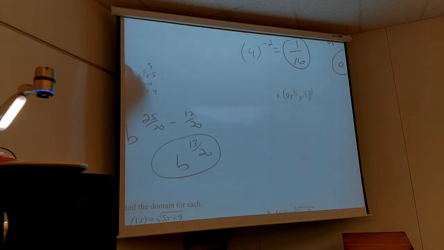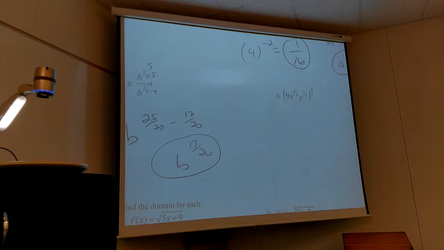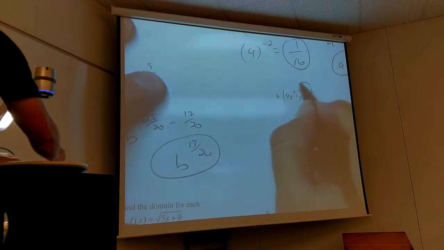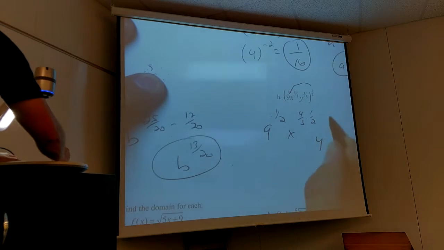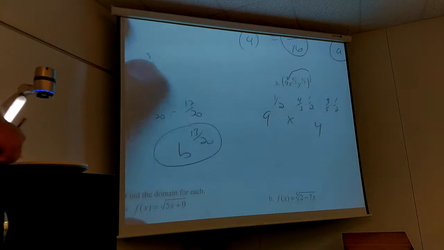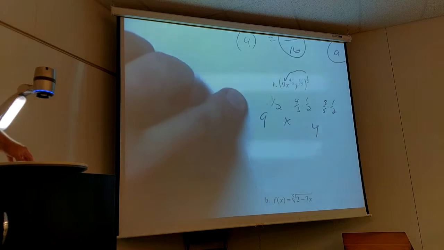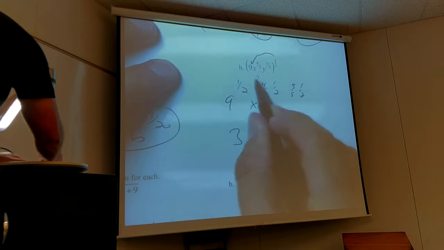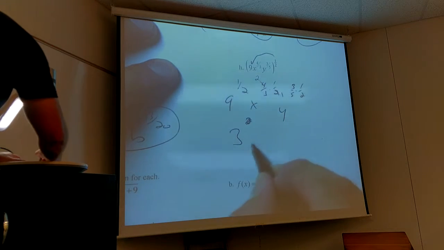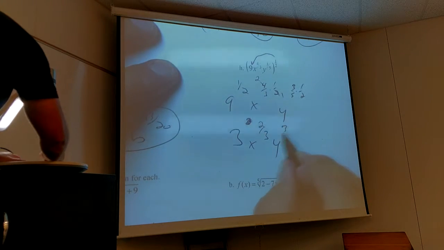Part H we had a lot of fun with, but again, it's just remember your rules of exponents. When I have something to a power raised to a power, I multiply, right? So if I distribute this, 9 to the 1/2, x to the 4/3 times 1/2, y to the 3/5 times 1/2. I just multiply that power in. It's called power distribution. What is 9 to the 1/2? 3. And what happens here? X to the 2/3, y to the 3/10. Done.